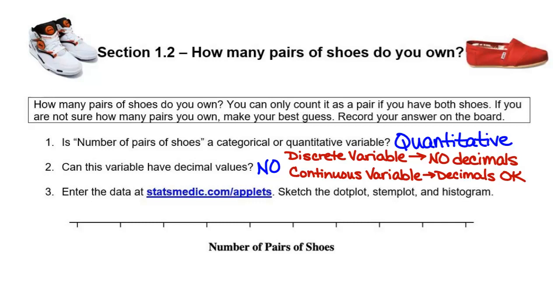All right, we're going to take number of pairs of shoes. I'm going to enter it into StatsMetric, which when I pull this up, it takes me to a site called Statlet. This is something that we're going to be using in here, so I want to walk through how I know which one I'm choosing, because this isn't the most user-friendly interface.